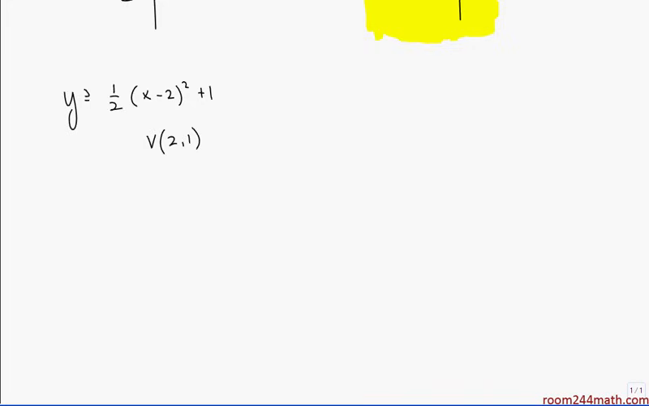And if you want another point, just to give you some reference, you can figure out the y-intercept just by making x equal to 0. If you make x equal to 0, in the brackets you get 2. When you square that, you get 4. Multiply that by half, you're back at 2. And add 1, you're at 3. So this passes through the point (0, 3). That's the y-intercept.